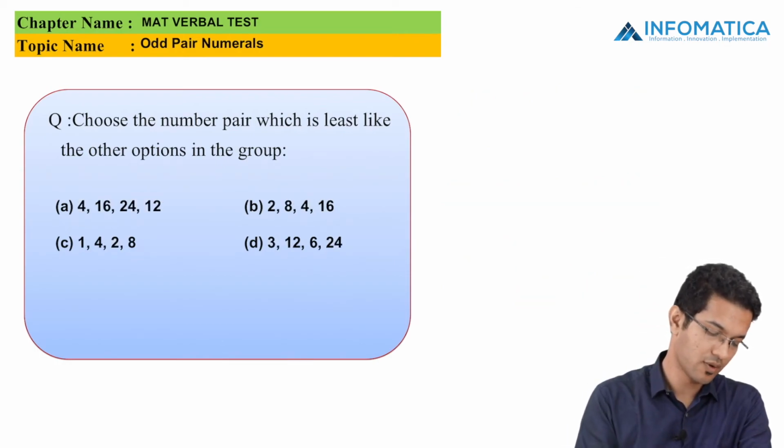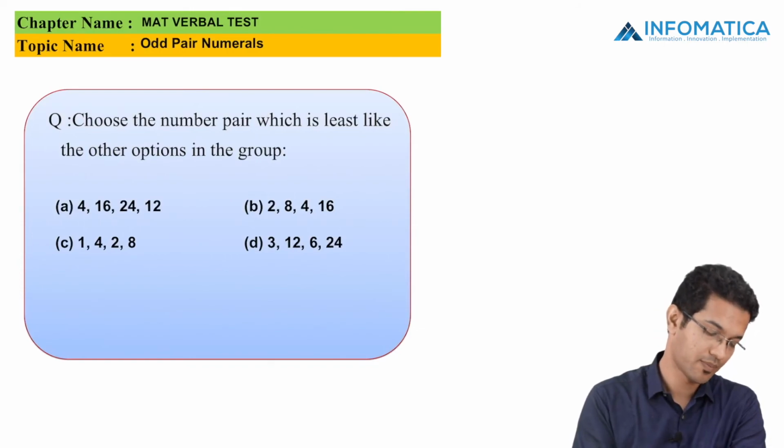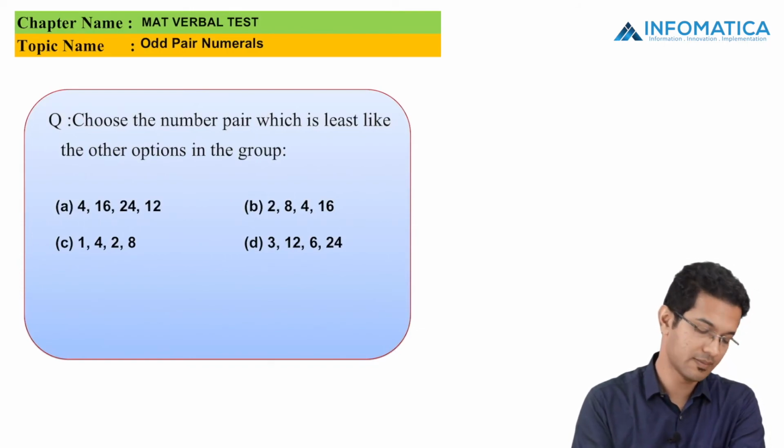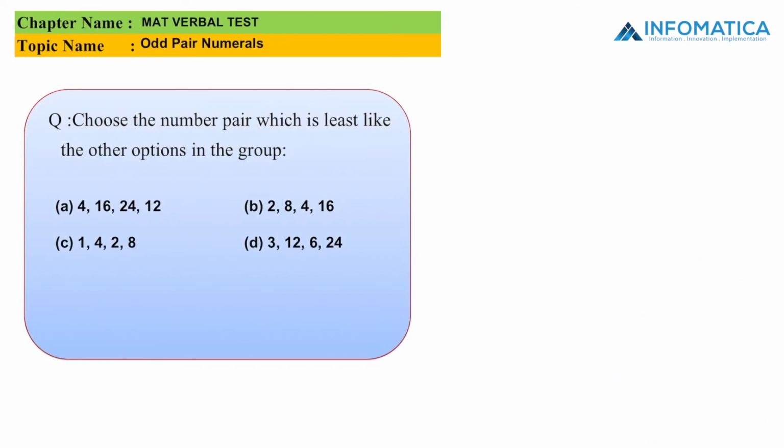It is 4, 16, 24 and 12, option B is 2, 8, 4 and 16, option C is 1, 4, 2 and 8, and option D is 3, 12, 6 and 24. Let us see the first option, which is 4, 16, 24 and 12, and let's try to reduce it to its lowest form. This will become 1, 4, 8 and 3. So option A, when reduced to its lowest form, is giving me 1, 4, 8 and 3.